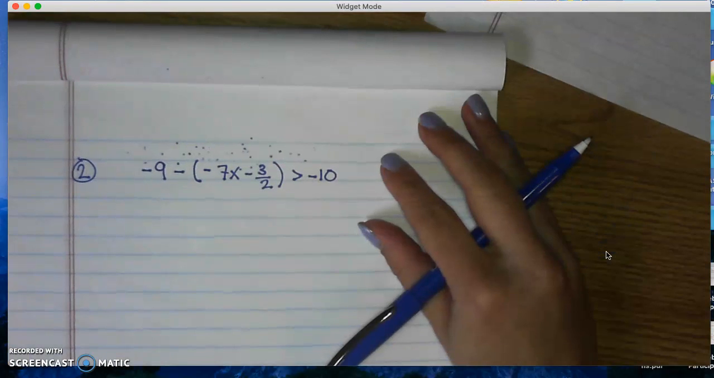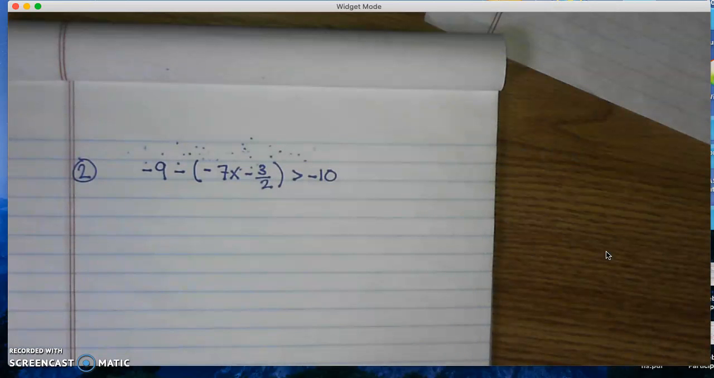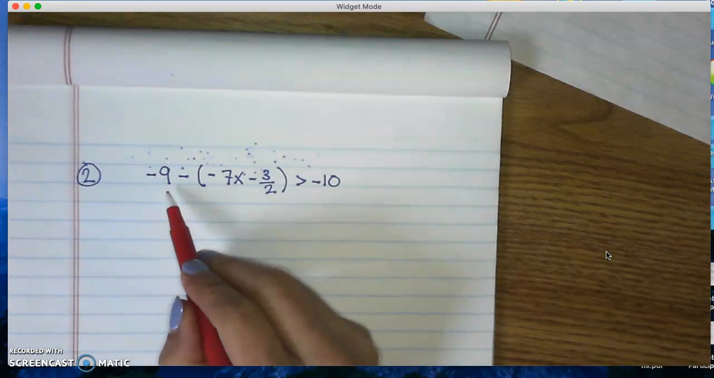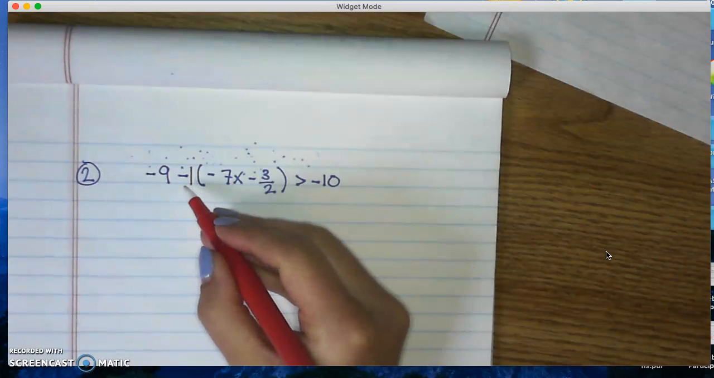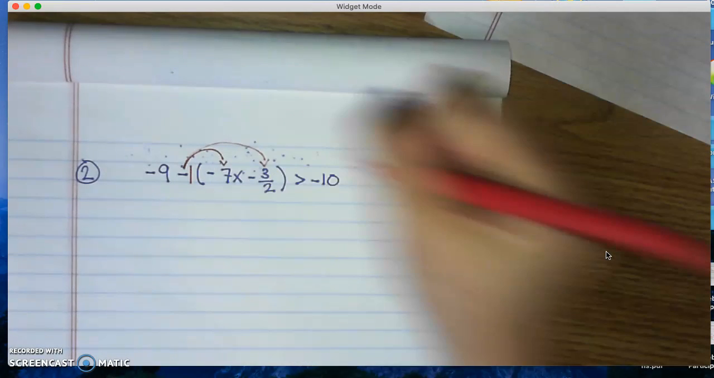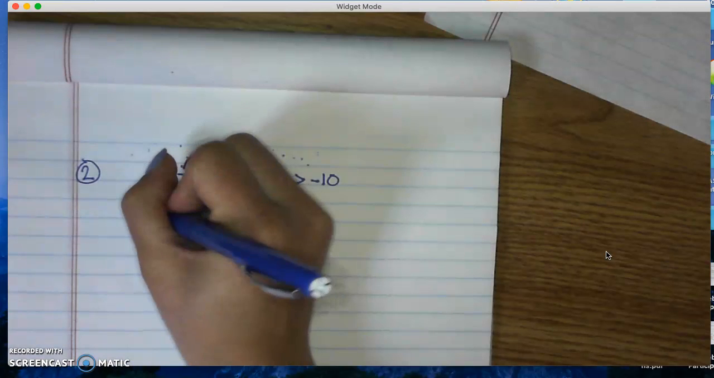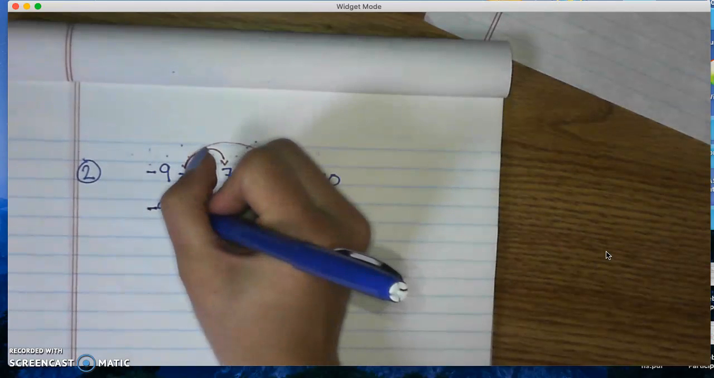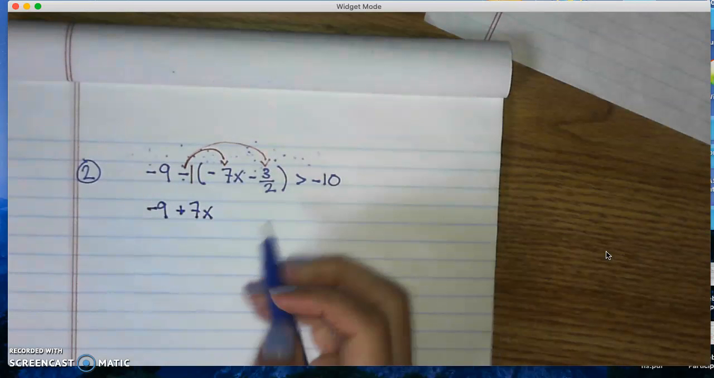Number 2, this was another problem from that set. So let's try this problem. Again, I see parentheses. And my -9 is not what I'm multiplying. It's actually this -1 right here. So I'm going to distribute here and here. So this becomes, keep it blue, -9. Negative times a negative is a positive. 7x. Negative times a negative is a positive.